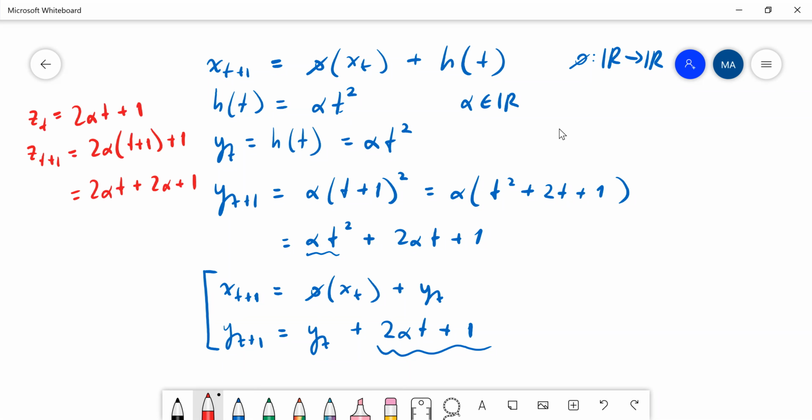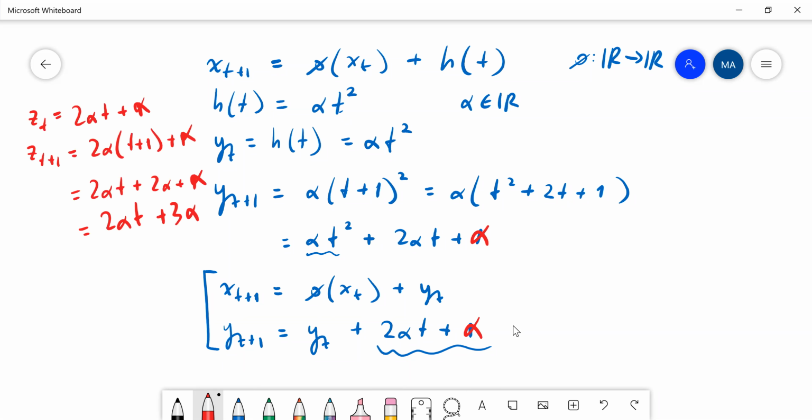Professor, shouldn't there be an alpha instead of the 1 in this y_{t+1} part? Exactly. Thank you very much. That's alpha. So that's alpha, that's alpha, that's alpha, right? So we have 2 alpha t plus 3 alpha.